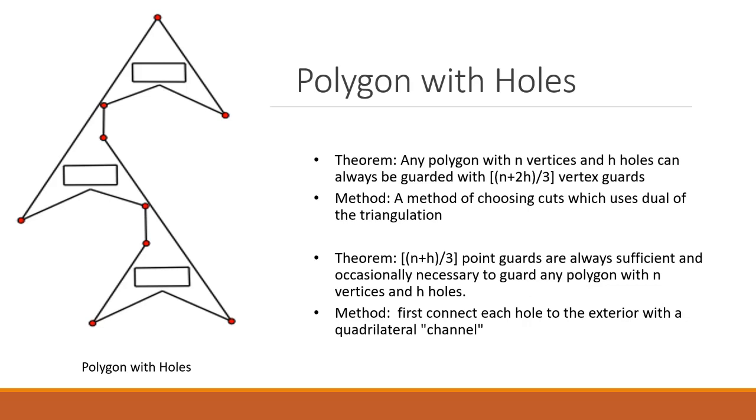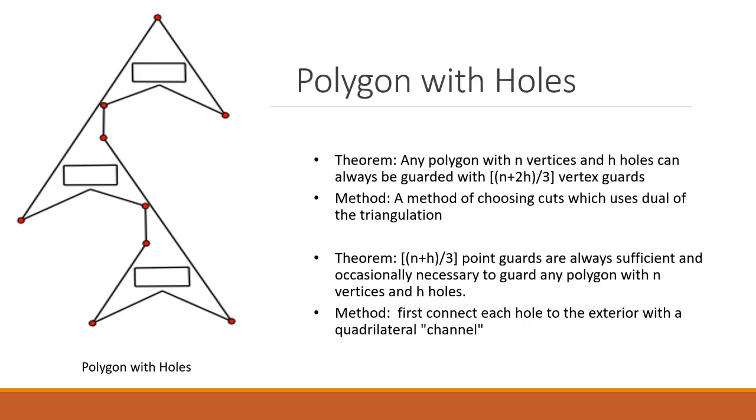The important part of the proof, however, is that after all holes are cut, the resulting polygon would have n plus 2h vertices. This is because each cut would produce two new vertices. As now we have a single polygon without holes, apply the classic art gallery theorem, which gives the desired result of (n plus 2h) by 3 vertex guards. Then later, another theorem was given by Hoffmann, Kaufmann and Kriegel for polygons with holes using point guards.